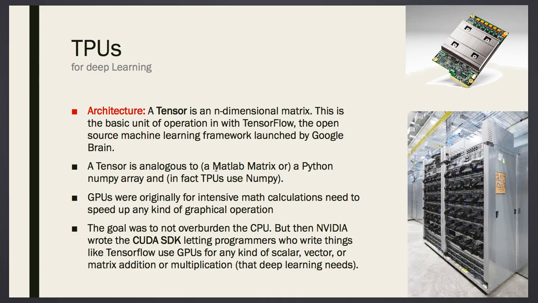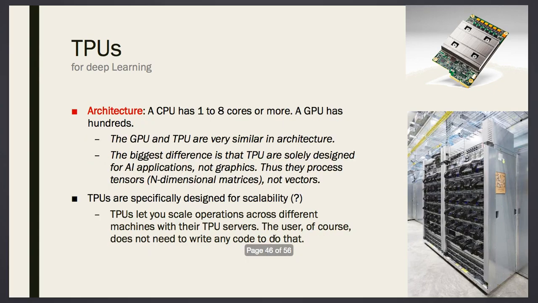And the TensorFlow architecture is designed to process these data variables. As GPUs were originally designed for intensive math calculations and speed up graphical operations, TensorFlow does it for tensor operations. So instead of vector operations, you can do faster tensor operations. It is the evolved version of GPUs for deep learning. So GPUs evolved and they've become TPUs for deep learning.